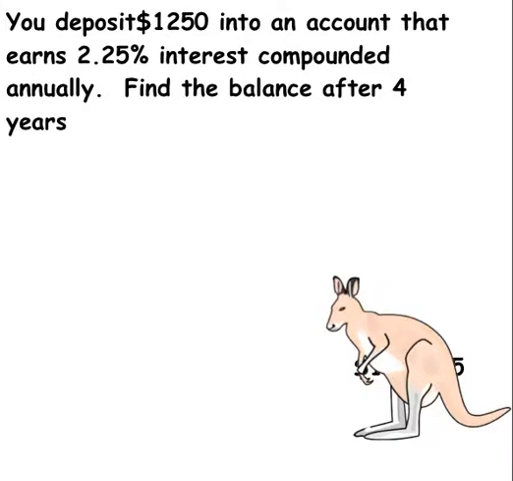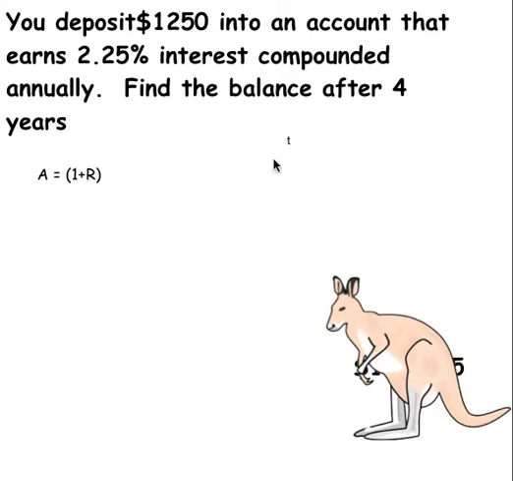So here's our first example. You deposit $1,250 into an account. The interest rate is 2.25% compounded annually, and this is going to happen for 4 years. So we're going to use that formula. A equals P parenthesis 1 plus R parenthesis to the T power, which I'm going to have a really hard time making a small t here. We'll go really little t.